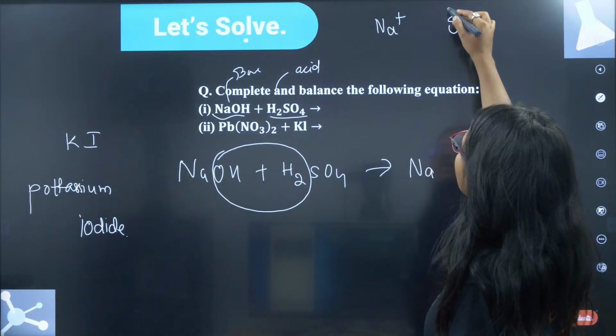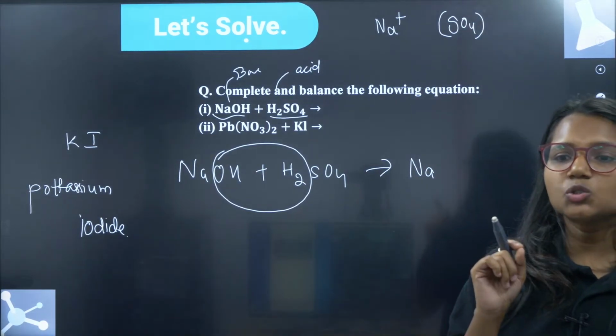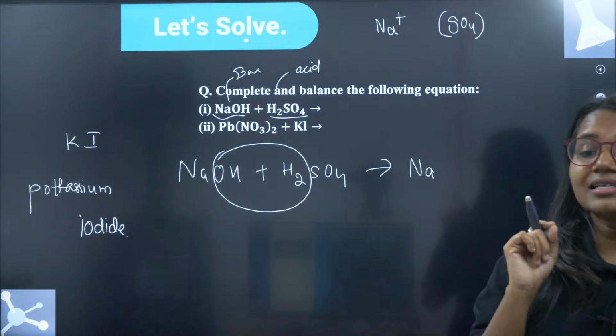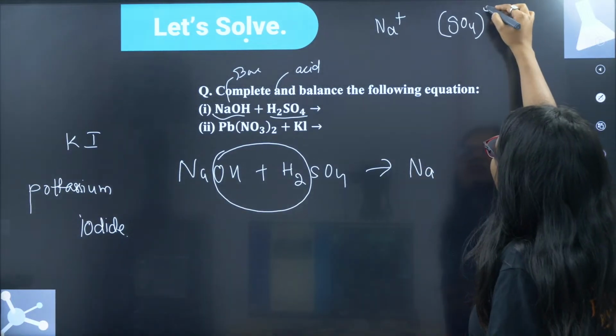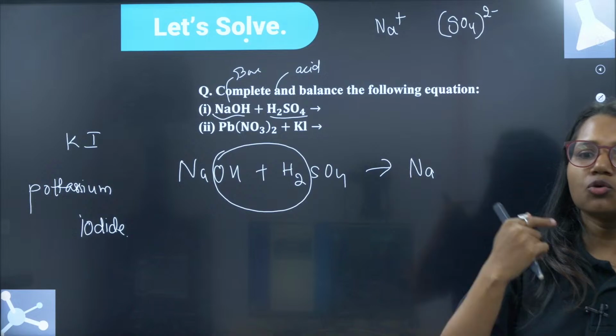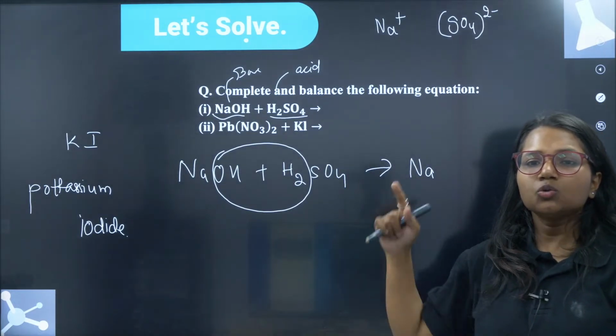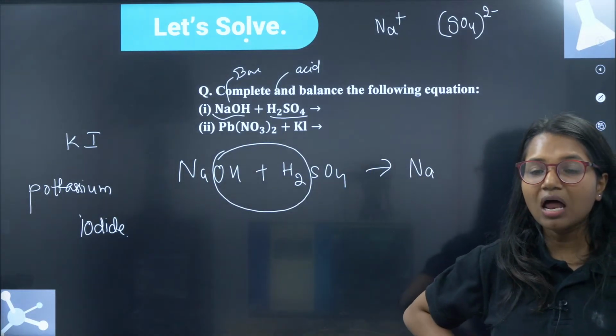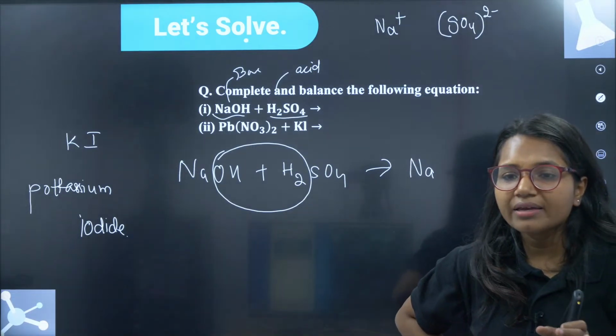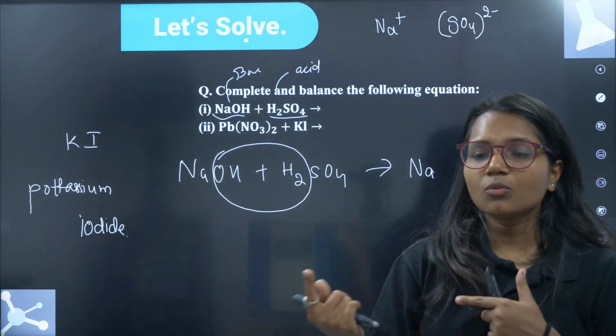What is the charge over sulfate? Sulfate is SO4 2 minus. Now you have to do the crisscross. Do the crisscross and tell me what the formula is. Sulfate is 2 minus. Do the crisscross and tell me the formula.